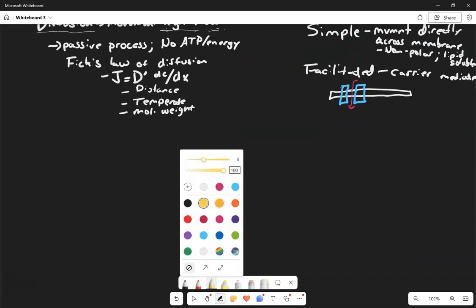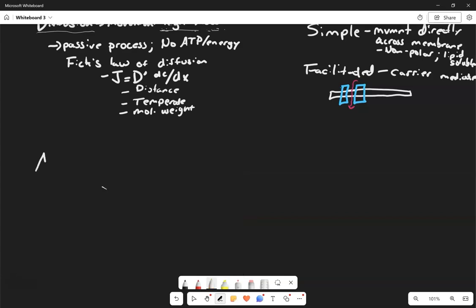Or some sort of energy input. So let's talk about what we refer to as active transport. Okay? Active transport, because we actively have to do something, or a body has to actively do something in order to move something across the membrane.